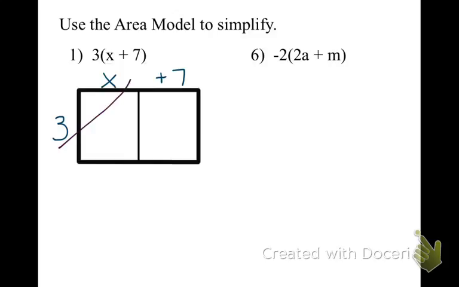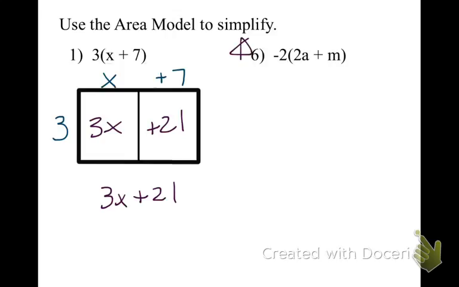So, what is 3 times x? Well, 3 times x is just 3x. Then what's 3 times a positive 7? Well, 3 times a positive 7 is a positive 21. Can I combine these together anymore? No, I cannot. Since I can't combine them any further, my answer is just going to be 3x plus 21.